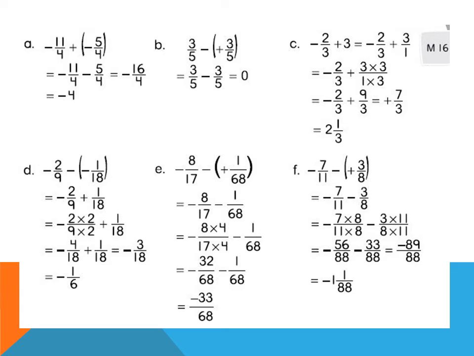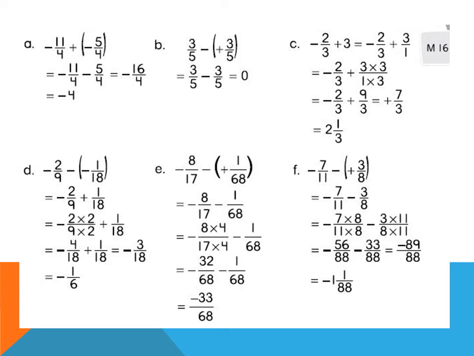Look at answer number E. Minus 8 by 17 minus, within bracket, plus 1 by 68. Now if you actually calculate the LCM of 17 and 68, you will find that the LCM is 68, and 17 into 4 is 68.